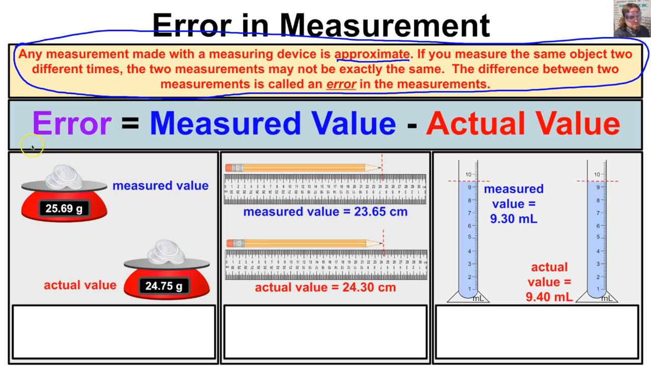And so how do we calculate error? Well, it says right here that to get the error, we simply take the measured value minus the actual value, and this will give us our error. So if we take a look at these three different examples down here, we have some objects that have been measured. We have mass here, we have length here, and we have volume here.